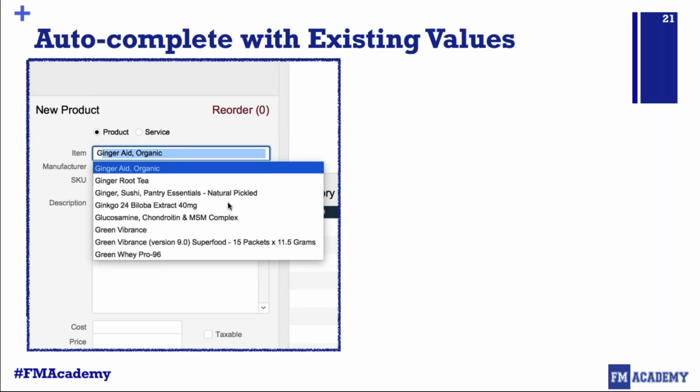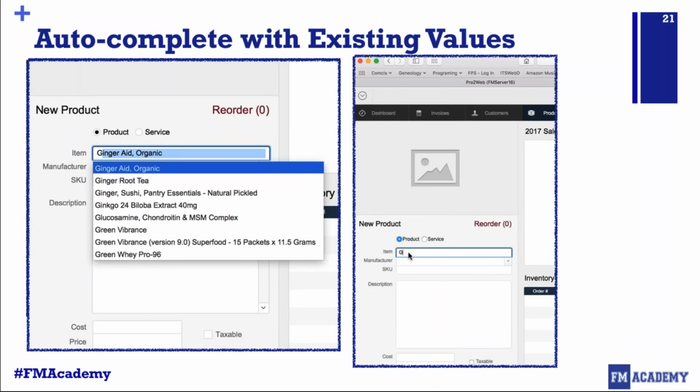In WebDirect, this is the same layout. In WebDirect, I type the letter G, and I don't get that value list. And I'm showing you it's WebDirect. There's my browser. So you can't use autocomplete, but all is not lost.